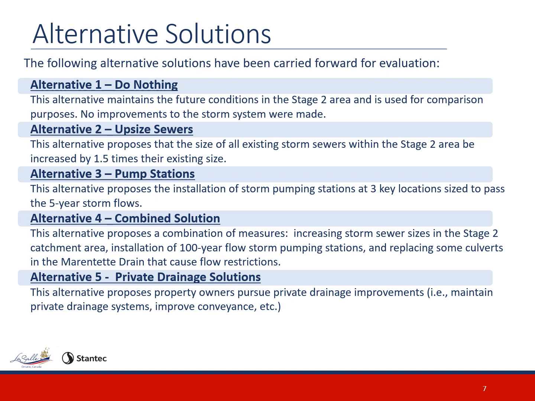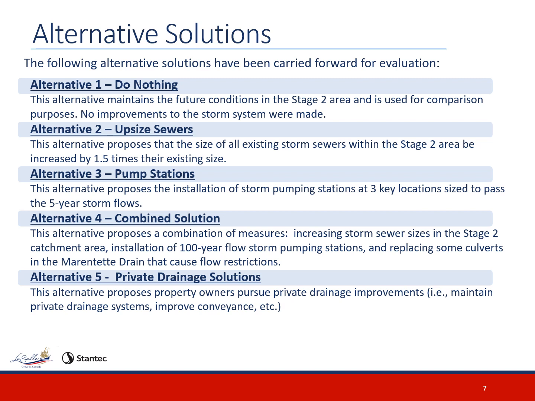Alternative 1, do nothing. This alternative maintains the future connections in the Stage 2 area and is used for comparison purposes. No improvements to the storm system were made. Alternative 2, upsize sewers. This alternative proposes that the size of all existing storm sewers within the Stage 2 area be increased by 1.5 times their existing size. Alternative 3, pump stations. This alternative proposes the installation of storm pumping stations at 3 key locations, sized to pass the 5-year storm flows.